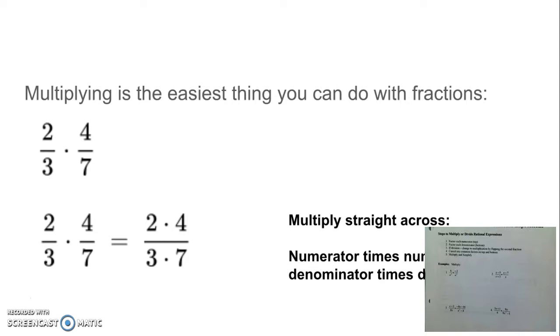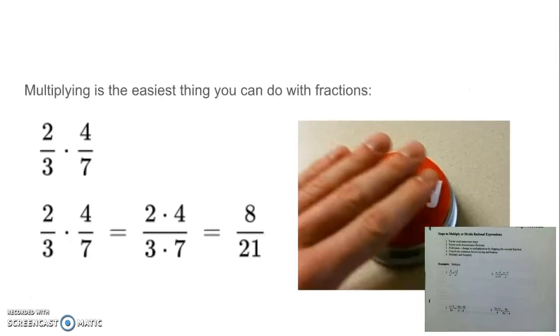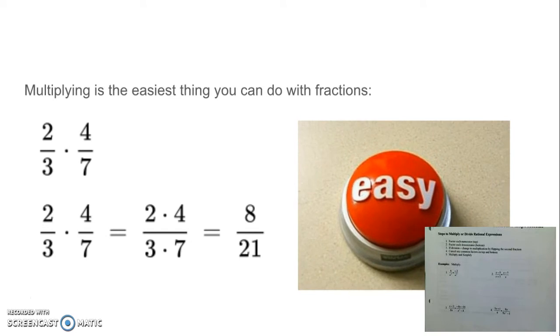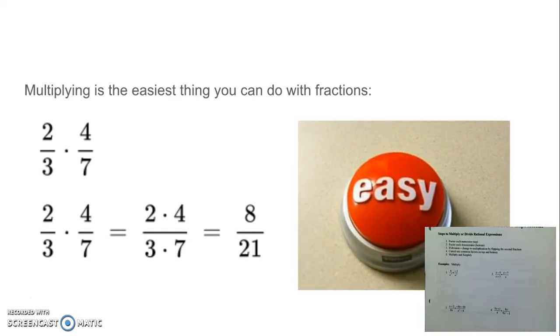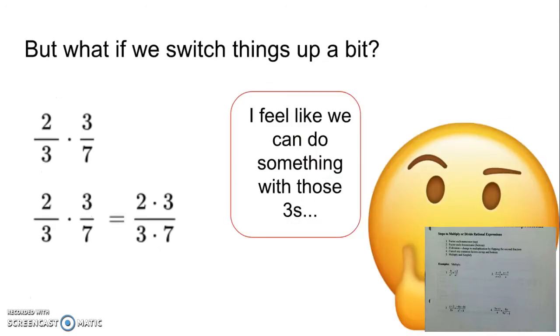So 2/3 times 4/7. You would multiply 2 times 4. That's going to be your numerator. 3 times 7 is going to be your denominator. And so you get a solution. It's 8/21. And most of us will look at that and go, yeah, that was a pretty easy problem to do. So let's maybe switch things up a little bit.